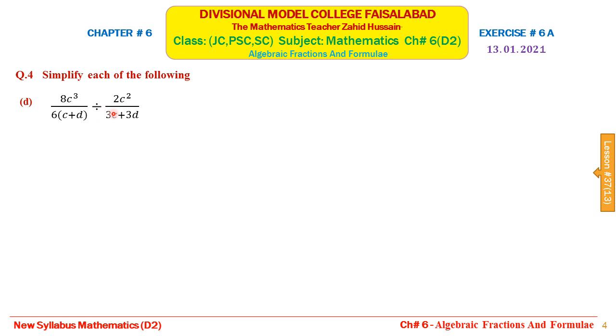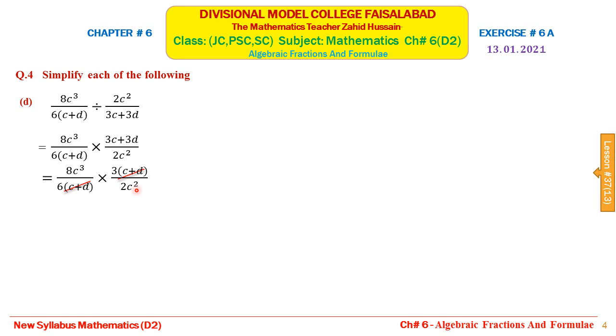B part, again a division problem. We will change this division into multiplication, and we will write the first fraction as it is. 8c³/(6(c + d)) multiplied by, division is changed into multiplication, and we have taken the reciprocal of this fraction by writing 3c + 3d in the numerator and 2c² in the denominator. Now we will factorize the numerator of the second fraction by taking 3 common. 8c³/(6(c + d)) multiplied by 3 common, and we are left with (c + d)/(2c²).